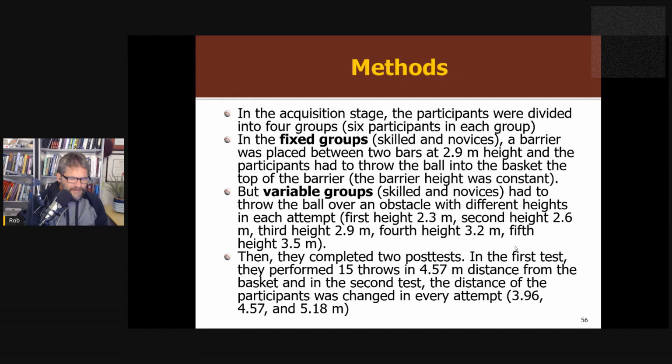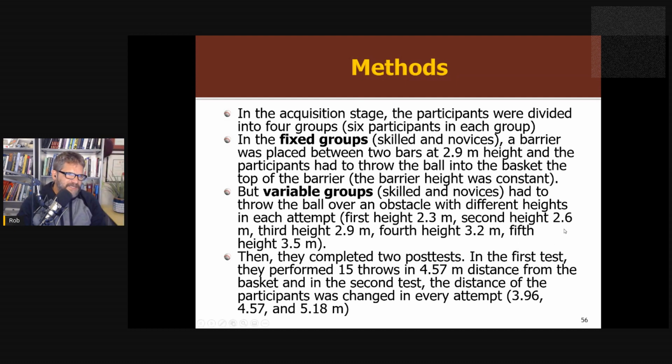And the basic idea, if you think about it, is that the latter one on the surface you would think would be better if we believe this alternative repetition without repetition view, because you're forced to adapt to different launch angles rather than the same one.